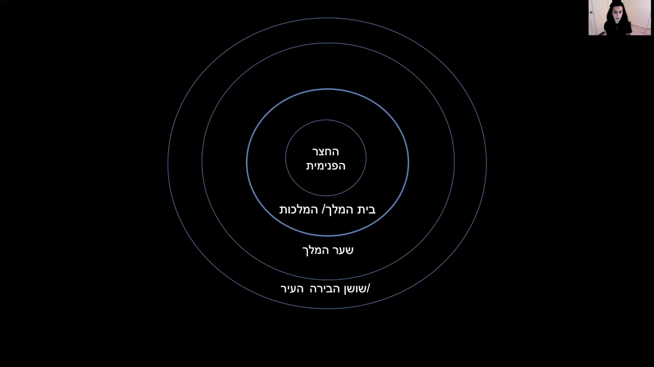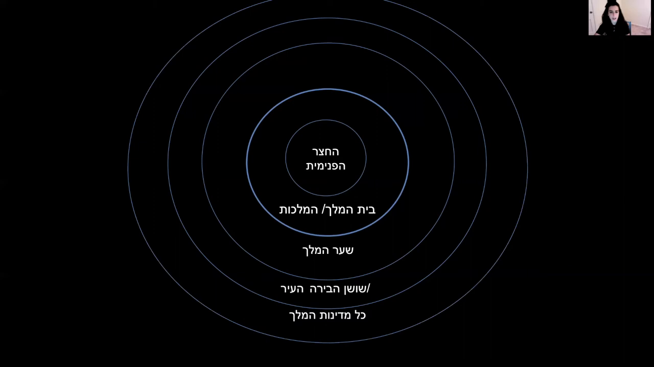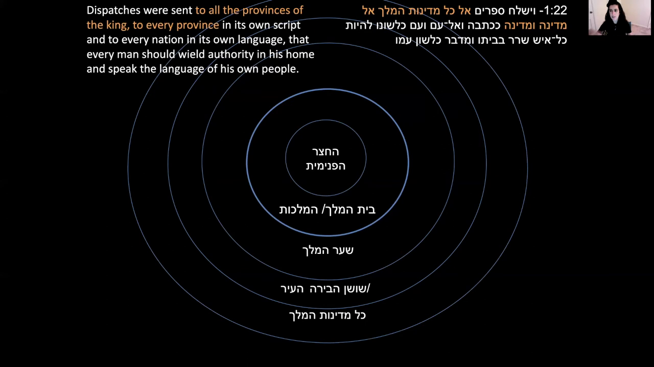And then finally, we have the outermost layer, and that is the breadth of the whole kingdom. In this outermost layer, we see that news is spread from the center outward. So for example, with Vashti and the decree that comes from Vashti, there are letters sent from the king's palace to all of the provinces. With Haman's decree, similarly, the news is sent outward. With Esther and Mordechai's letter, the news is sent outward, and also emotions spread outward.